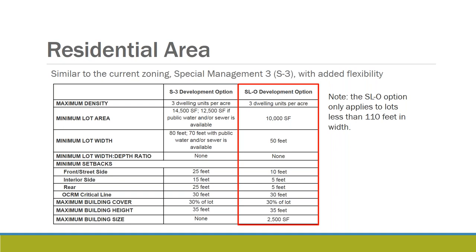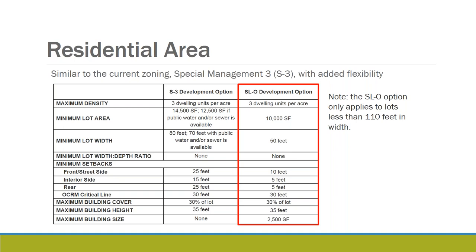And so if you do the overlay development option, there is a requirement that the lot that you have is less than 110 feet in width. And we added a lot of flexibility here, decreasing the minimum lot area to 10,000 square feet, decreasing the minimum lot width to 50 feet. We decreased the setbacks, and then also the maximum building size was added.